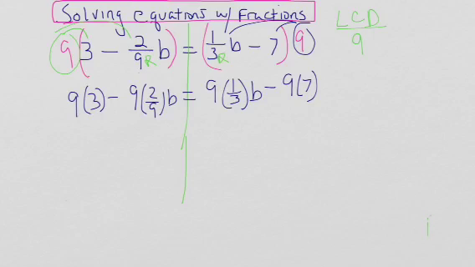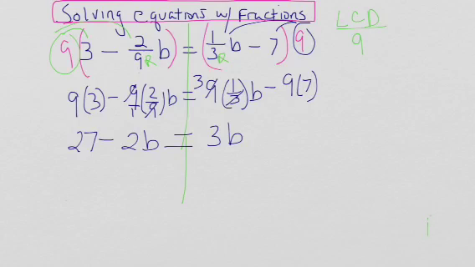So here I have 9 times 3 is 27. Now if you look at the next term, these 9s cancel because 9 divided by 9 is 1. So I'm left with 2b. And then here I have 9 times 1/3, which you can just say, what's 1/3 of 9? 3 goes into 9 three times. 3 times 1 is 3. And then minus 9 times 7 is 63.